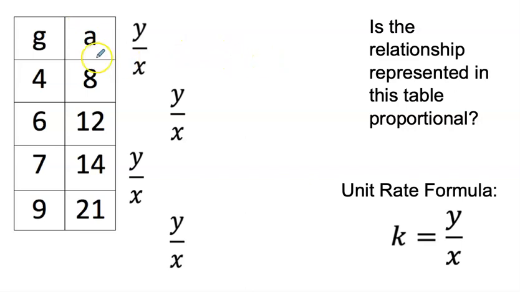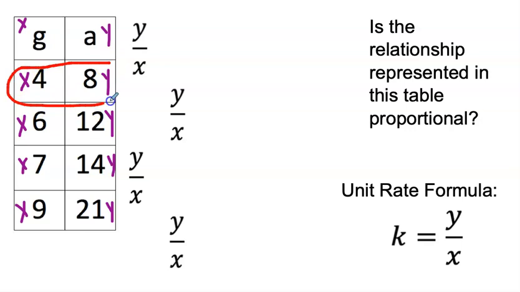Example number 2. We start by labeling x and y. So the x values in a vertical table are on the left. And the y values are these values that are on the right, in the right column. Now that we've done that, I'm going to go ahead and choose a color for this first point. The y value is 8, and the x value is 4. 8 divided by 4 is 2. So the first unit rate I found is 2.